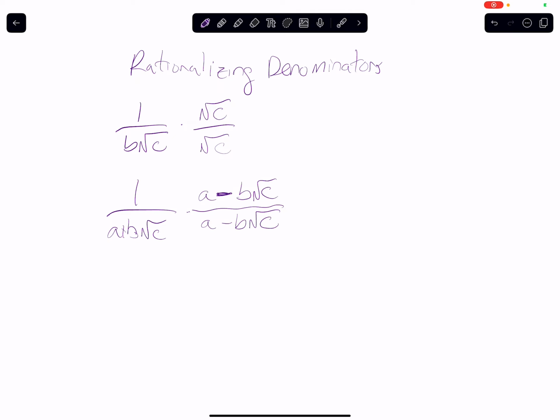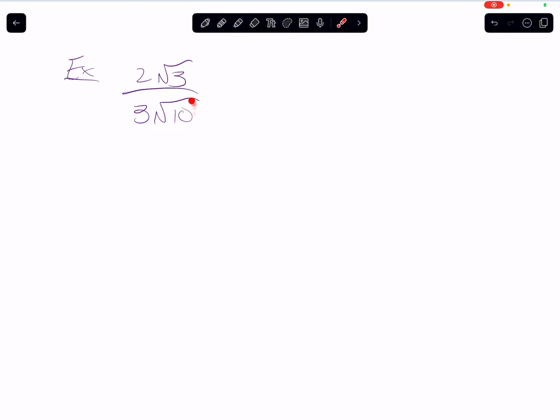So first, if we're given an expression that has a single square root term in the denominator, we will rationalize by multiplying the numerator and denominator by that radical term. So let's consider an example. If we have 2 times the square root of 3 over 3 times the square root of 10, how would we get rid of this square root of 10 in the denominator? Well, as we were told just a minute ago, we need to multiply by the radical expression in the numerator and the denominator of a clever 1. This allows us to simplify.